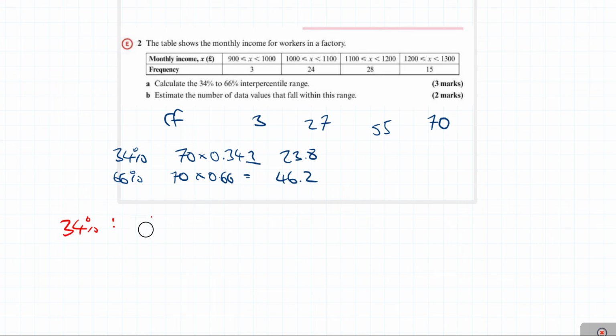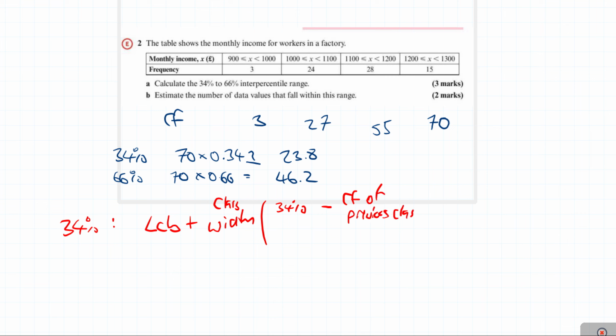To use the formula, we take our lower class bound plus the class width, times by the 34% value, minus the cumulative frequency of the previous class, divided by the class frequency.